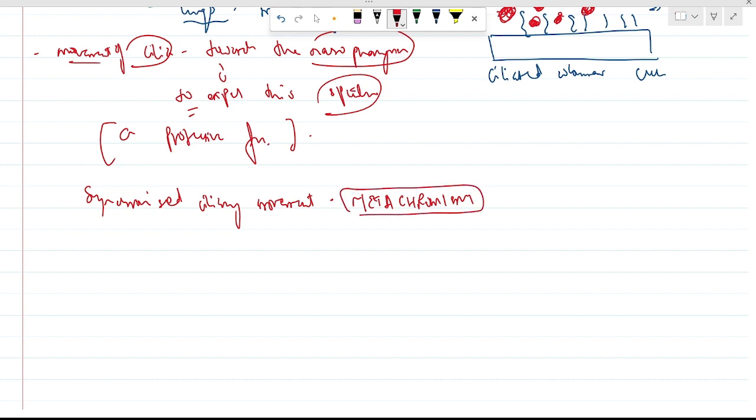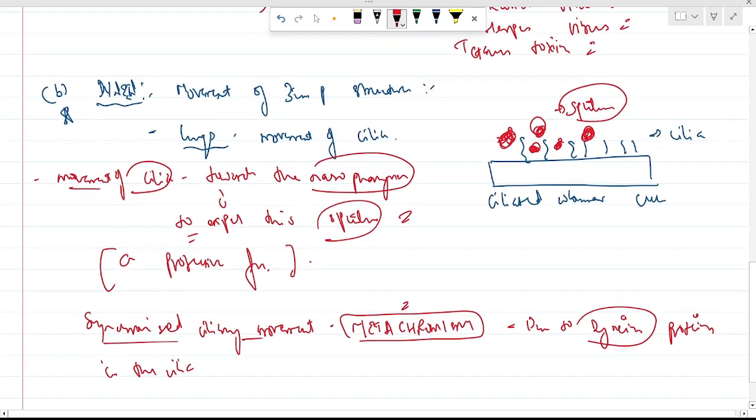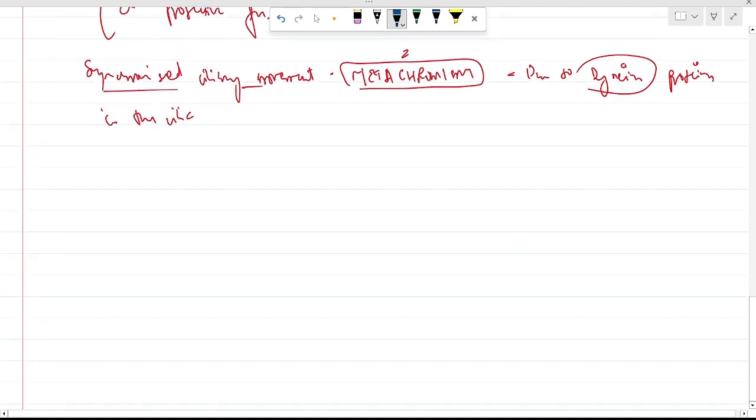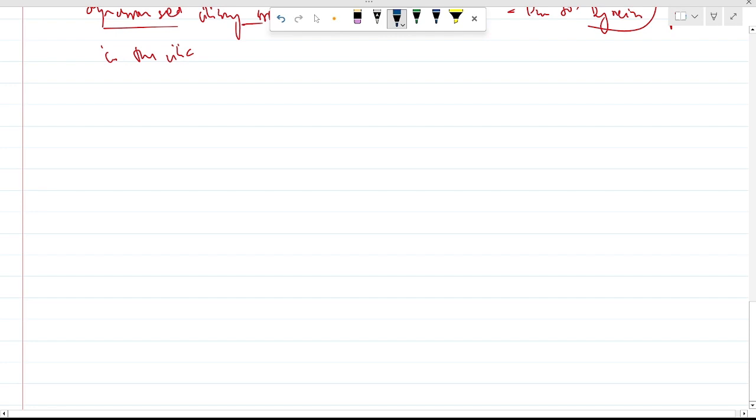Metachromism, which is due, as we've seen above, to the dynein protein in the cilia. Synchronous ciliary movement, which is important for expelling the sputum, is called metachromism. This is due to the dynein protein. So this is one function of the dynein protein in the lungs, or more specifically in the respiratory tract, in expelling sputum.